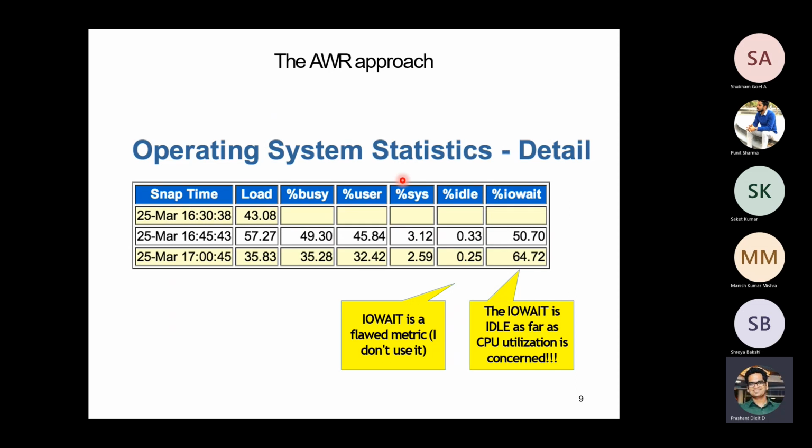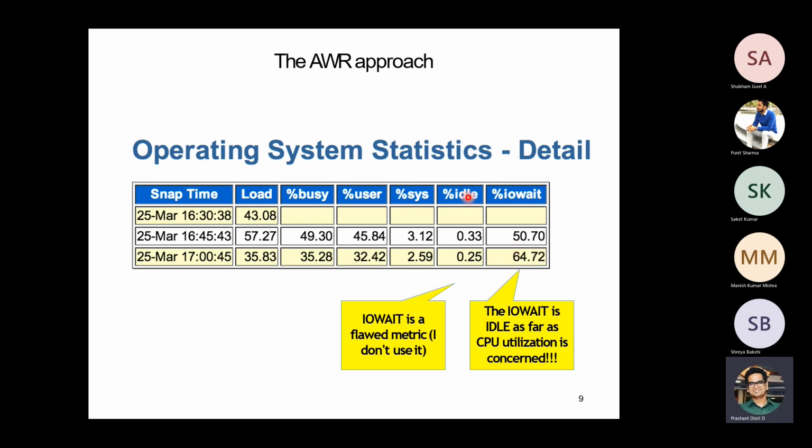Though this AWR report was generated for 30 minutes, the AWR interval on the database was 15 minutes, right? So automatically your database will do the division. You'll see from 1630 to 1645, this was the total system usage details, and from 1645 to 1700, during those 15 minutes, this was the status.